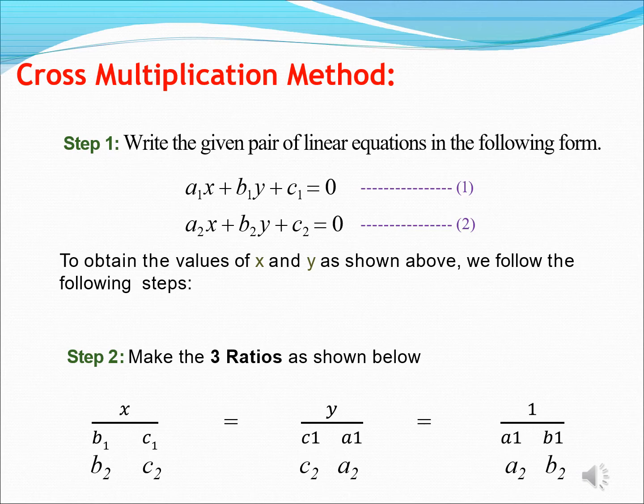Then upon 1, we have to hide the constant part, that is c1 and c2 you need to hide. Whatever the left part is there, the coefficients, you have to write only a1 b1 and a2 b2. So this is what step number 2.